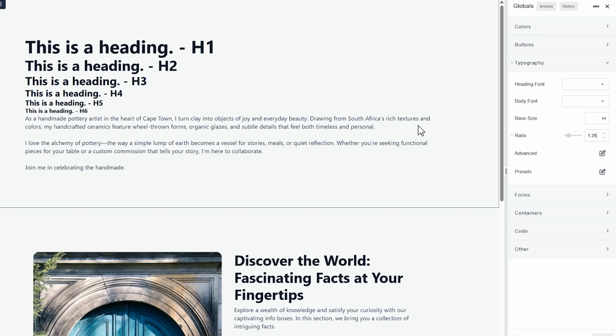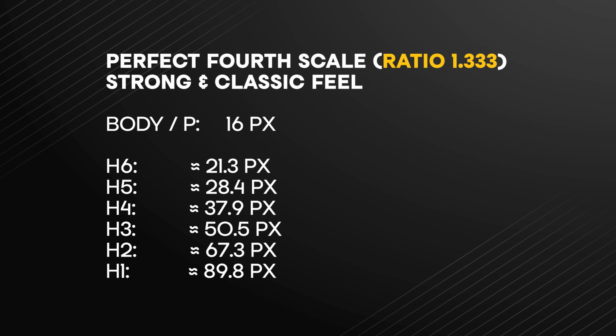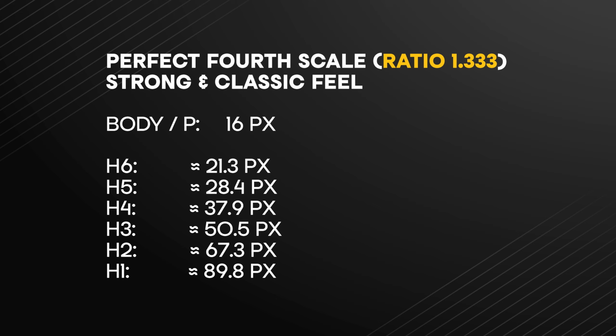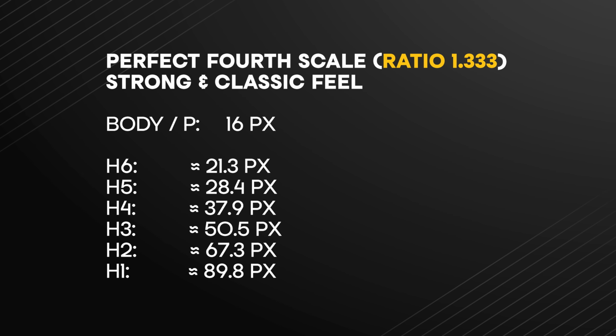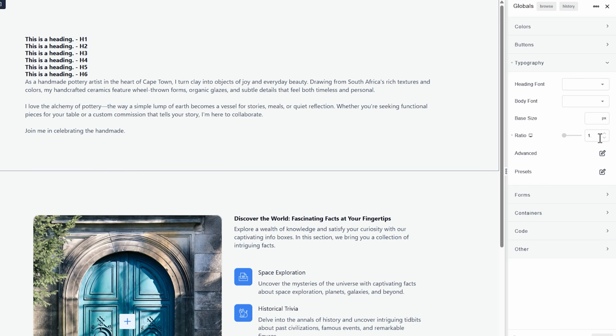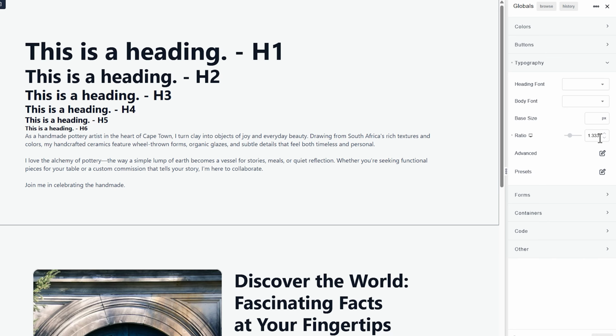The other one is 1.33 that you can also consider. 1.33 is called the perfect fourth, or 4/3. This one is a little bit stronger, and it has a notable contrast. So let's go for 1.33 and another 3 just for good measure. It doesn't make a difference.